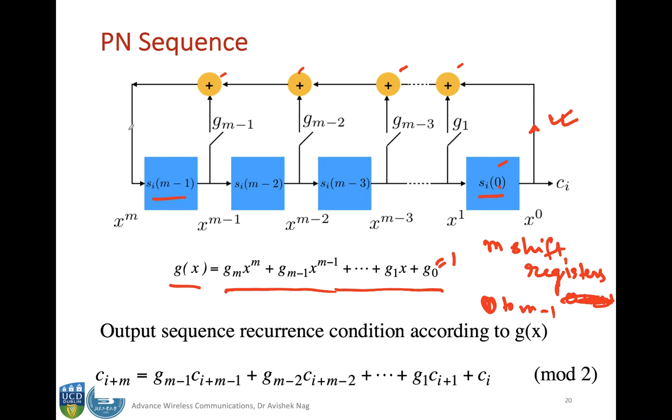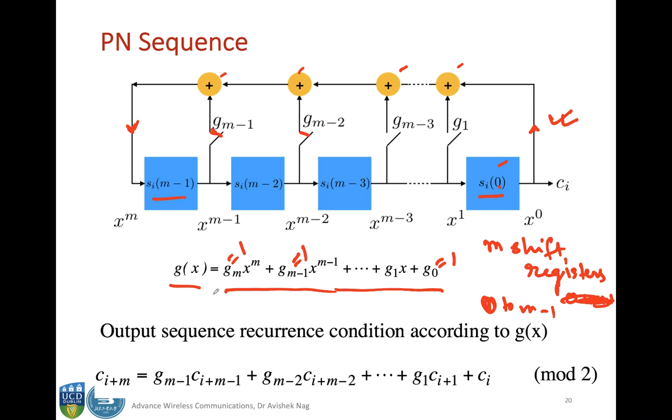GM is this line, so this is also always closed. So GM is also always equal to 1, and depending on whether these switches are closed or open, you will have a value for the particular GI. So let's say if this switch is closed, then GM minus 1 will be 1. Okay. If it is open, then GM minus 1 will be 0.